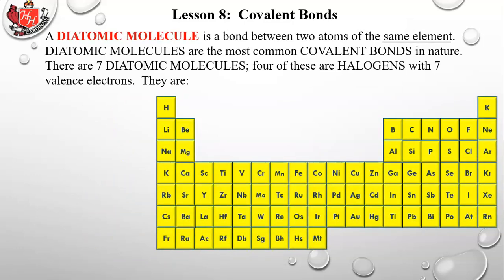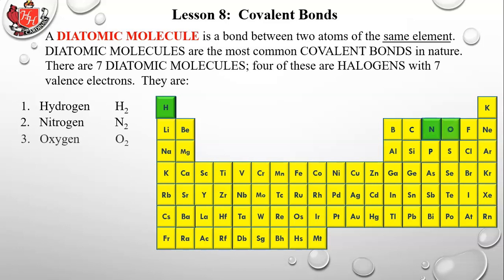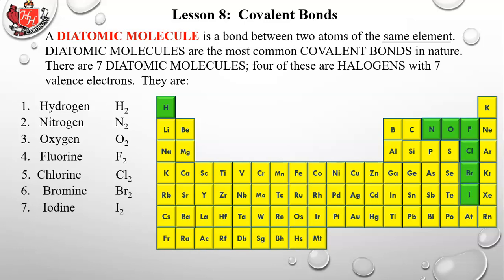A diatomic molecule is a bond between 2 atoms of the same element. Diatomic molecules are the most common covalent bonds in nature. There are 7 diatomic molecules. 4 of these are halogens with 7 valence electrons. So these are all of them. Hydrogen is not a halogen, but one of them is hydrogen: nitrogen, oxygen, fluorine, chlorine, bromine, and iodine.